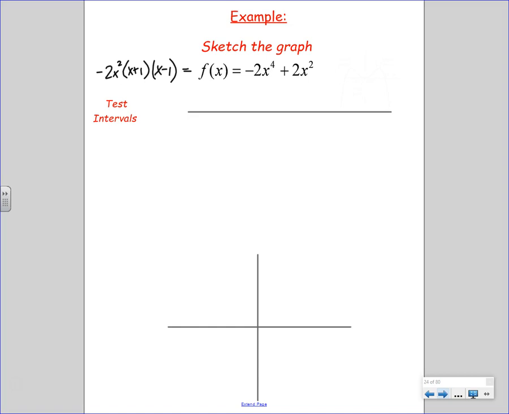You're going to go ahead and say, mark the 0, mark the -1, mark the 1. In a sense, you're working out your intervals. You're saying, okay, something's going on from -infinity to -1. Something's going on from -1 to 0. Something's going on from 0 to 1. Something's going on from 1 to infinity.